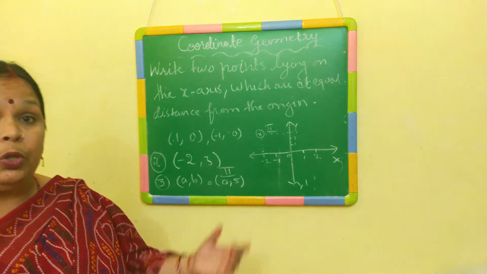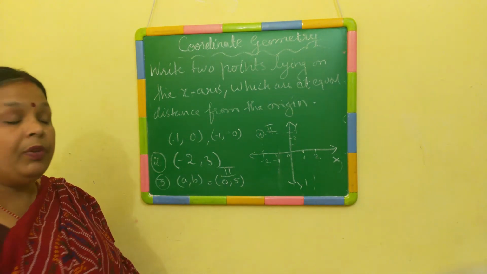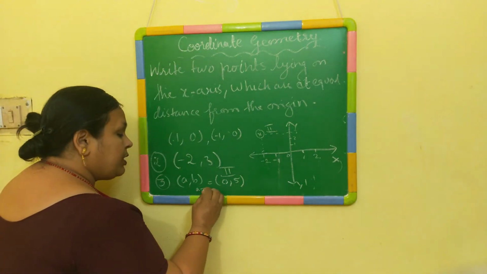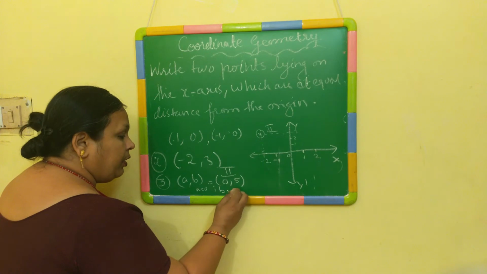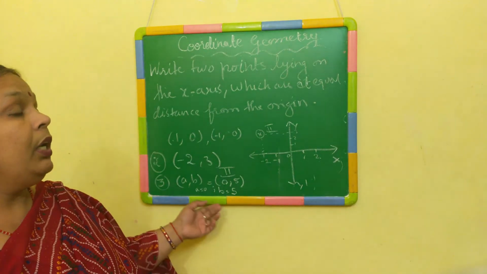0 and 5. Both the points are equal. Now what is A and what is B? Very simple, as you are seeing, the ordered pairs are same. So the value of A is 0 and the value of B is 5, as the ordered pairs are given to be equal.